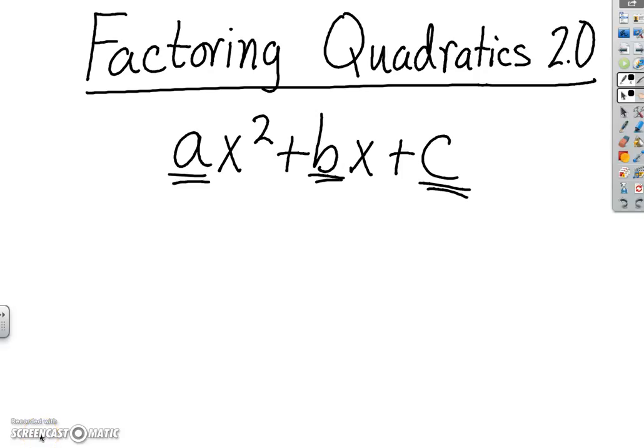Today we're going to look at factoring quadratics 2.0, the next evolution in factoring, or undoing multiplication, that we see in quadratic equations. Remember, we're looking at quadratics in standard form where a, b, and c are all numbers. They can be 1, positive, negative, 0, whatever, but that's what we're looking at.